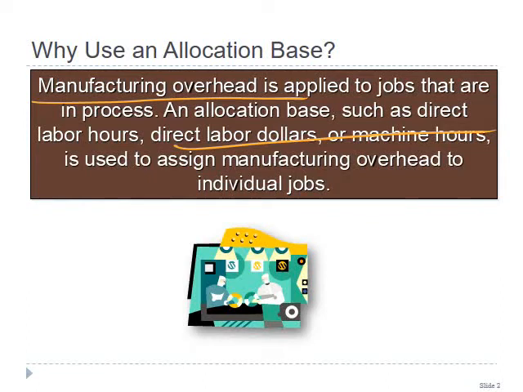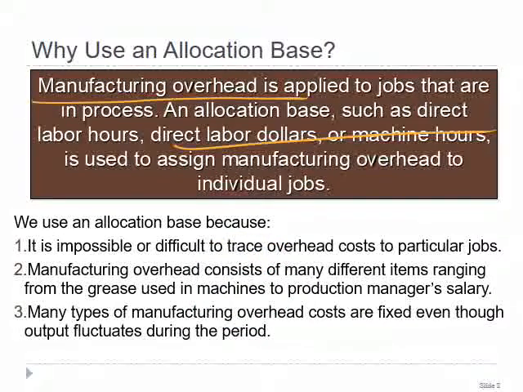So a job may be complete or sold before we can determine the actual overhead cost incurred. Finally, many types of overhead are fixed in nature, even though output fluctuates during the period of time. I hope I answered the question of why we use the allocation base. If you still have any question, please do write us here.